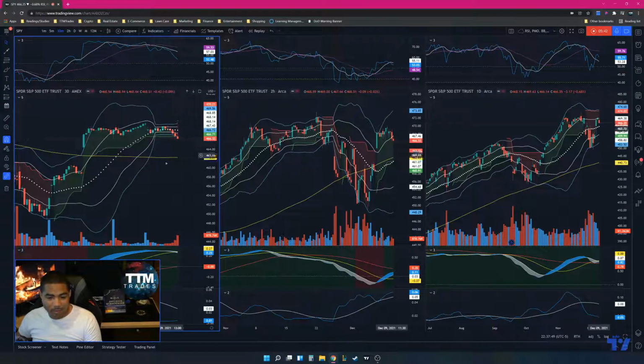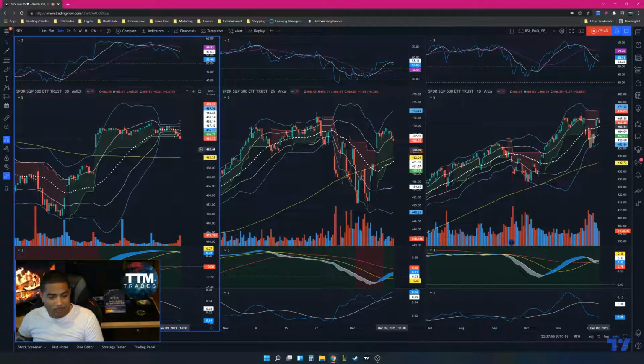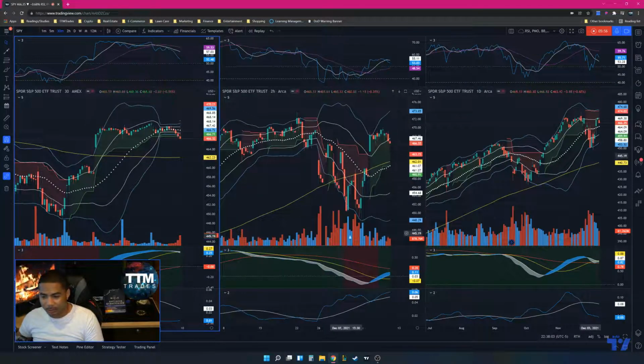I've been waiting for a pullback for the longest. 462 is on the table on an intraday basis. If we pull back to this 462 on the 30-minute chart, that'll correlate with the 2-hour chart 150 SMA also sitting at 462.